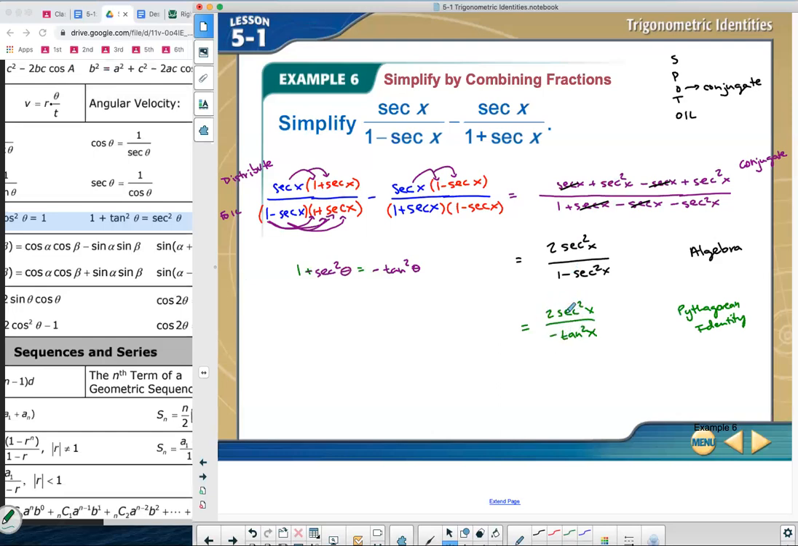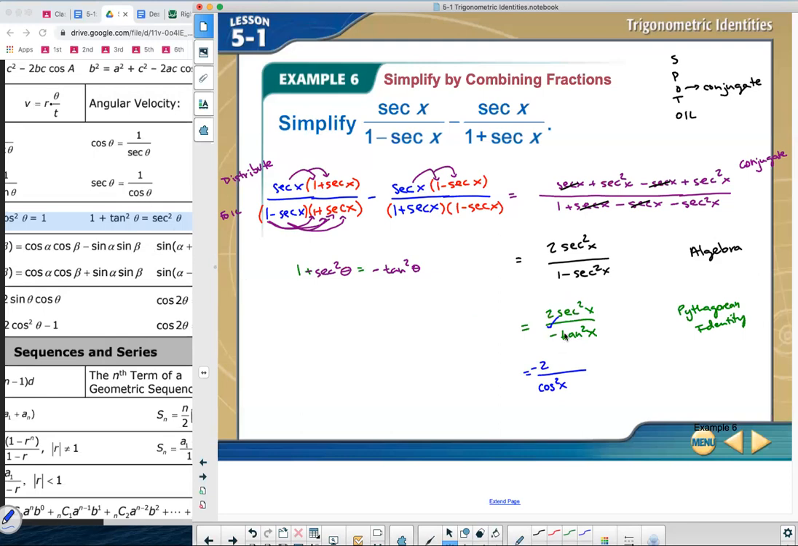So secant squared in the numerator, secant is the same thing as cosine in the denominator. That's a reciprocal right there. So this secant is going to move down as a cosine. So I'll have 2 over cosine, and I'm going to take this negative, and on a fraction, it doesn't matter where you put it. I'm going to move the fraction up just to make it easier. And so I now have the cosine squared x there. Secant moves down, becomes a cosine.